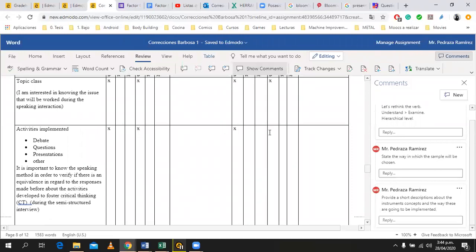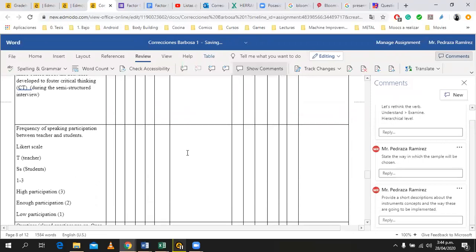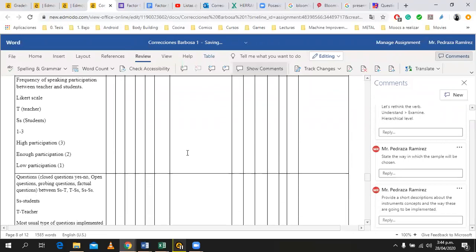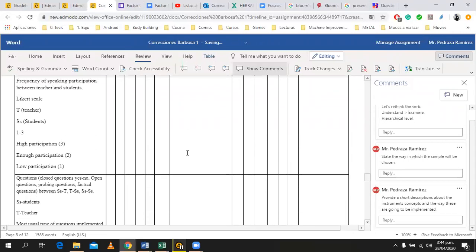Now for me, it works. Here, frequency of speaking participation between teacher and students. Okay, now clear? Clear, yep, clear, clear, very clear.